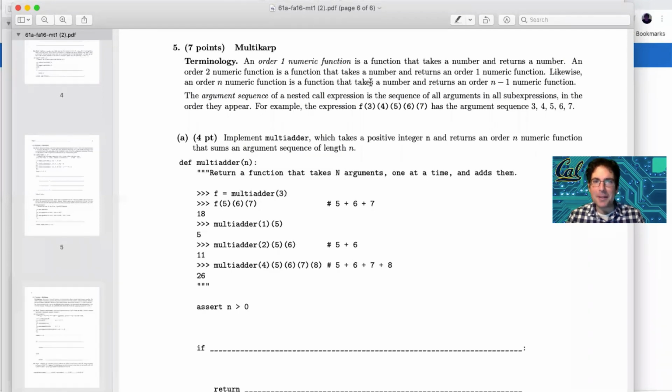So an order 1 numeric function is a function that takes a number and returns a number. An order 2 numeric function is a function that takes a number and returns an order 1 numeric function. And likewise, an order n numeric function is a function that takes a number and returns an order n minus 1 numeric function. So if it's order n, then we're going to call it repeatedly n times, and eventually we'll get a number. The argument sequence of a nested call expression is the sequence of all arguments in all sub-expressions in the order that they appear. So f here is called repeatedly on 3, 4, 5, 6, 7.